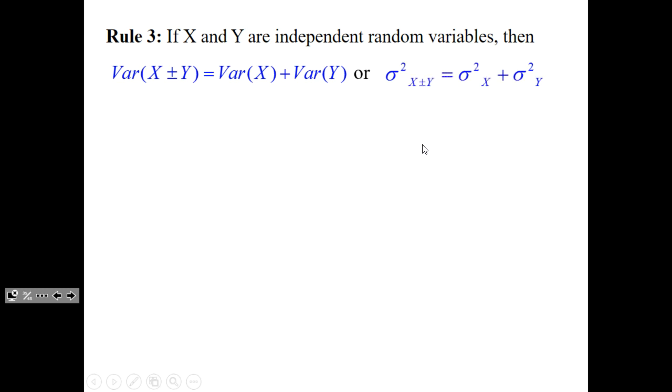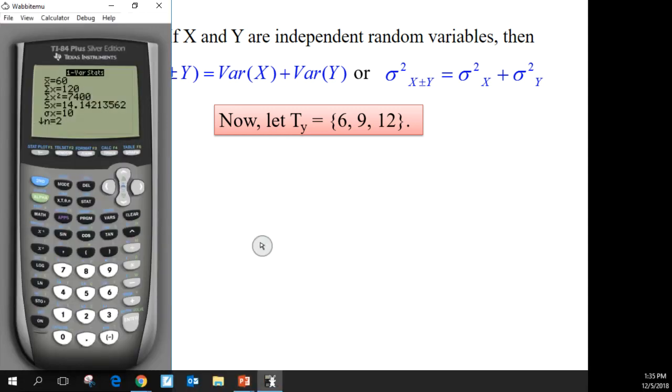Or we describe it this way. It means the same thing. So let's talk about this set. Now we have 6, 9, and 12. Let's pull up our set here. 6, 9, and 12. Let's put that in here.